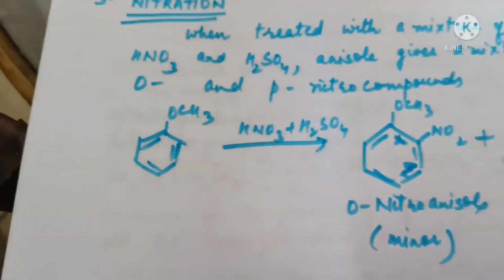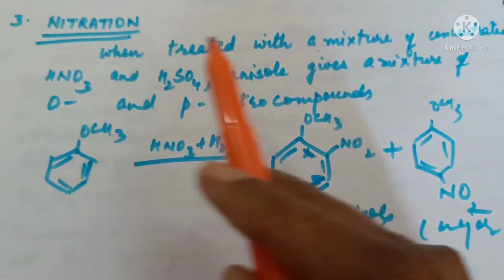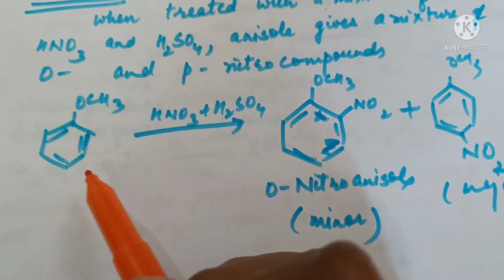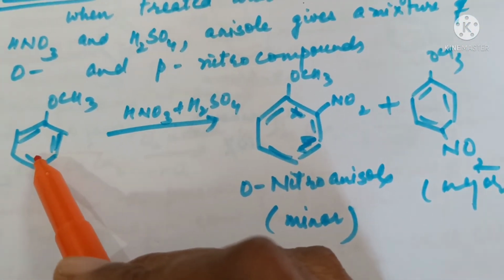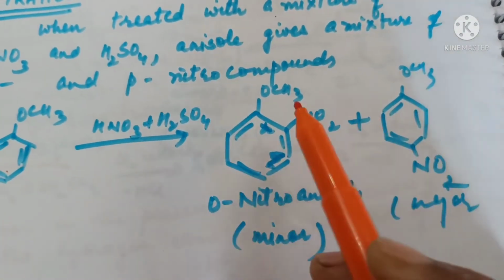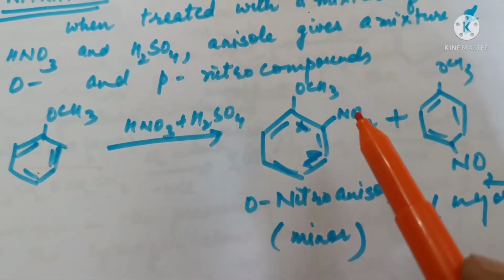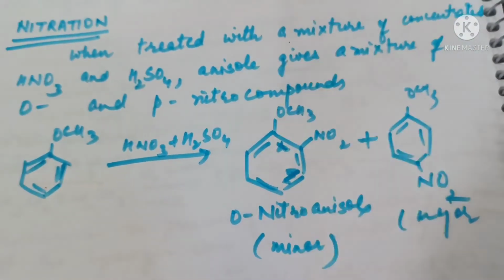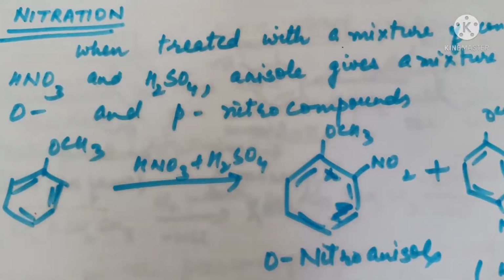The next reaction is the nitration reaction. When treated with a mixture of concentrated nitric acid and sulfuric acid, anisole will produce ortho and para nitro substituted compounds: ortho nitroanisole and para nitroanisole. Again, para nitroanisole is in major amounts.